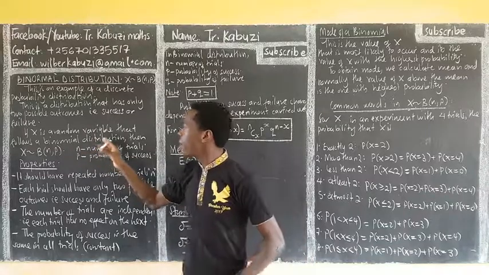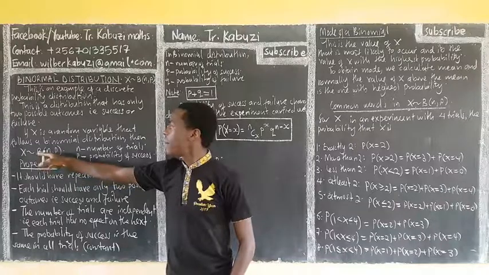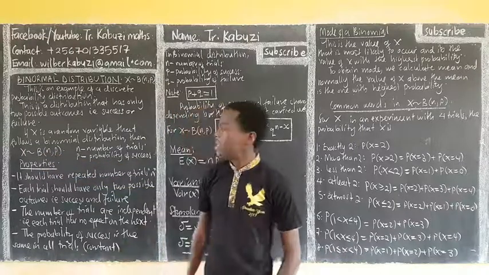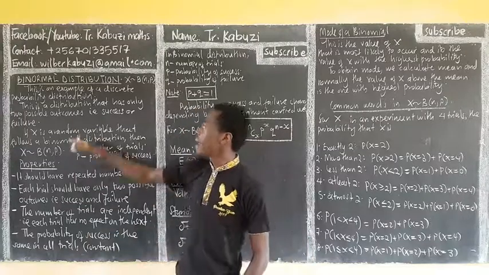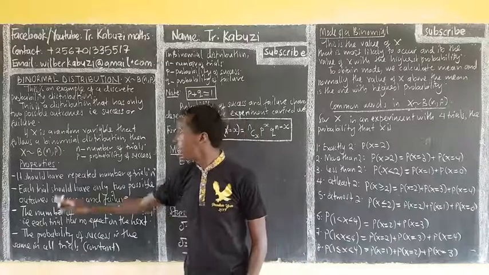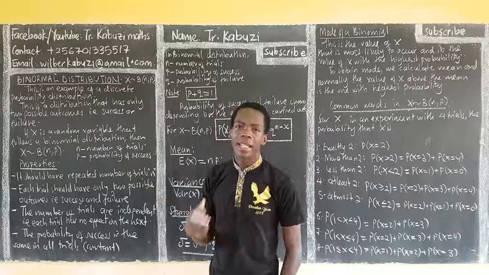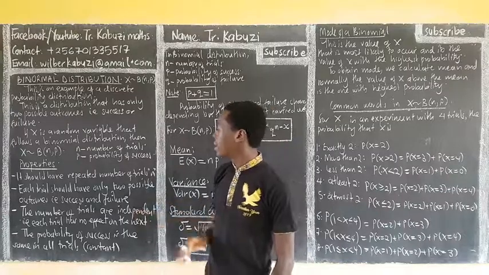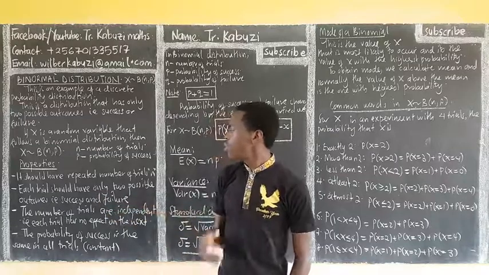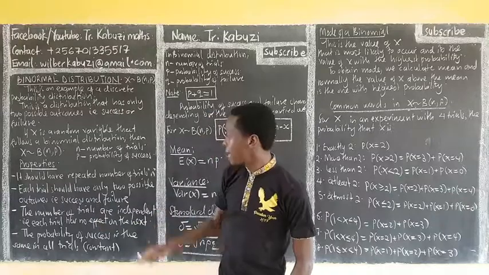If X is a random variable that follows a binomial distribution, then I write that X follows a binomial with n, the number of trials, and p, the probability of success. So let us see the properties of this binomial distribution. It should have a repeated number of trials. This repeated number of trials in the experiment you are carrying out, you denote by the letter n. Each trial should have only two possible outcomes, the success and the failure.